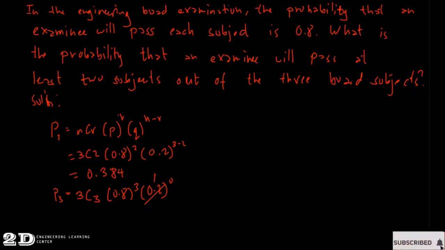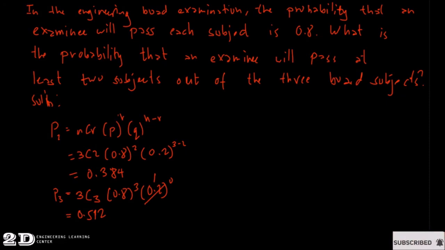So let's use our trusted calculator again. We have 3 nCr 3, times 0.8 raised to the power of 3, times 1. Okay, I forgot to use the times. So that will be 0.512.